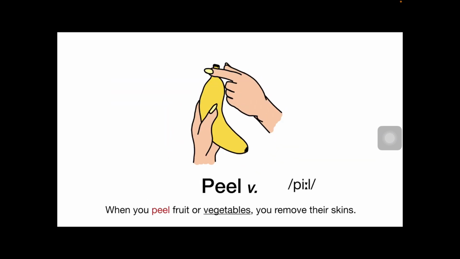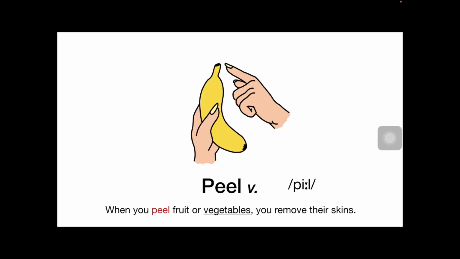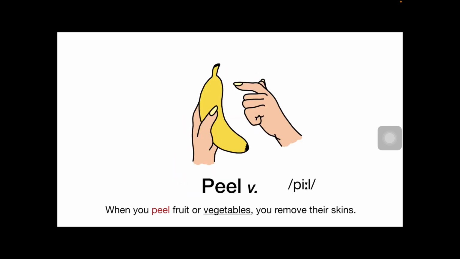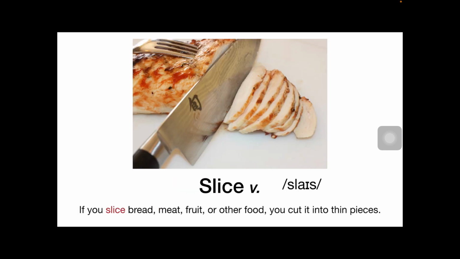Repeat after me. Peel. Peel. When you peel fruit or vegetables, you remove their skins. So peel, you can use this word with both fruit and vegetables. Next to peel is slice. Slice means you cut things into thin pieces.